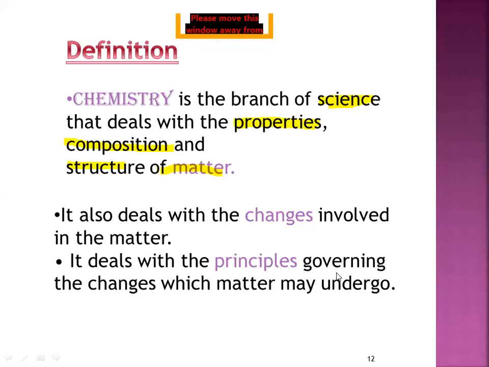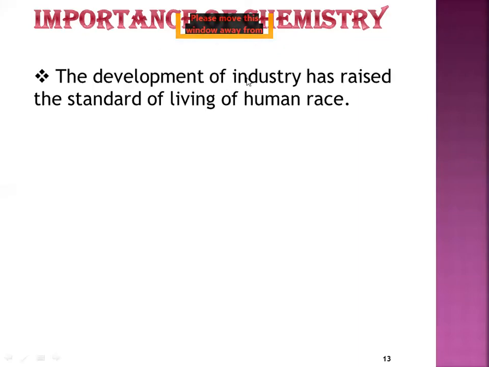Okay, next is why we are studying chemistry. Why is chemistry important for us? There are some importances of chemistry here. Number one is the development of industry. The development of industry has raised the standard of living of the human race. If you look around yourself, if you look into industries, the development of industries is due to chemistry. All the things that are made in industries are due to chemistry.